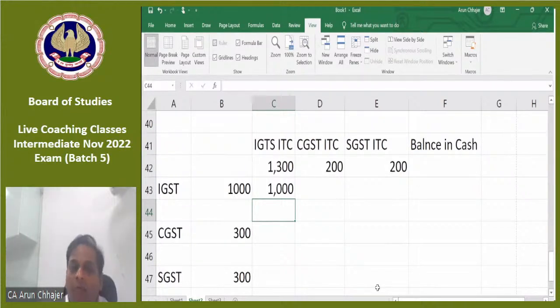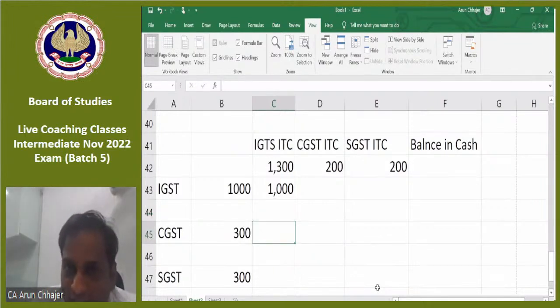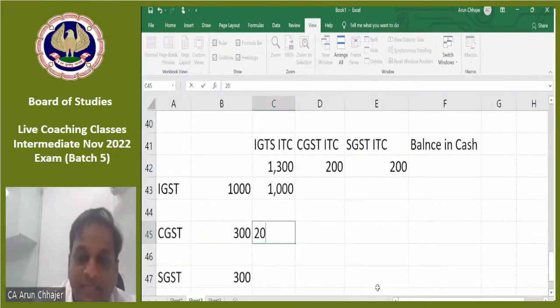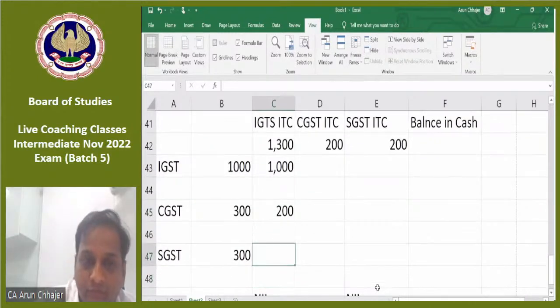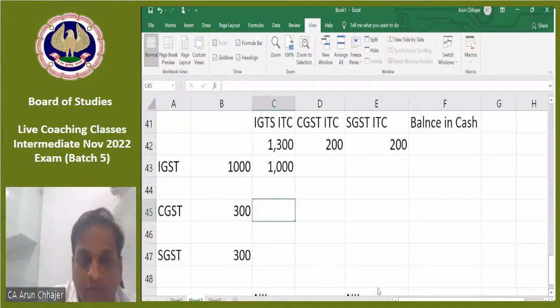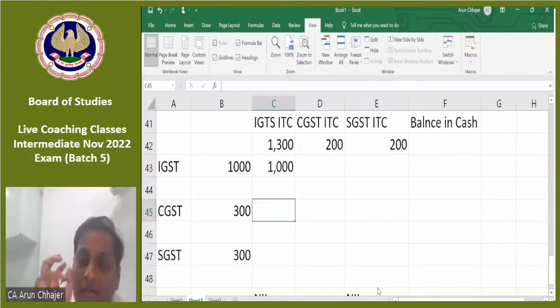Now the remaining amount of 300 can be given in any order, in any manner. Let's say I'm writing 200 and 100. Is it okay? Before that, I'm asking one question.